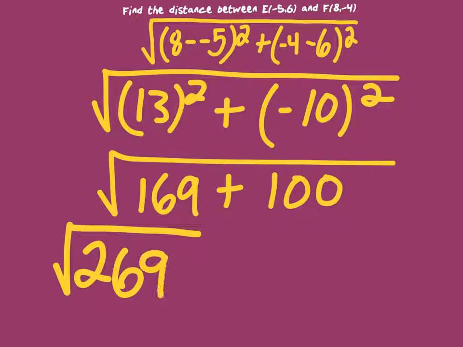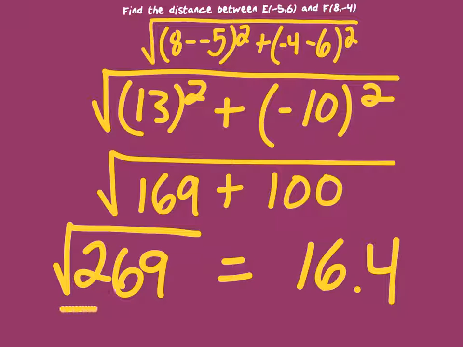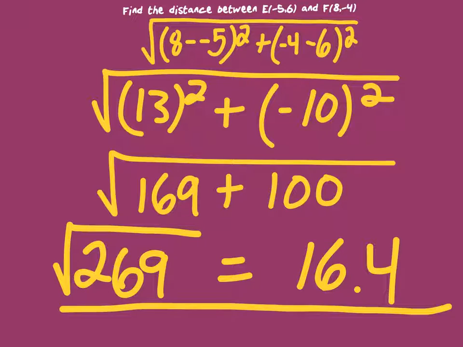269. Now that's not a perfect square root, but if you do put it into a decimal, you're going to find that it's around, not exactly, but it's around 16.4 units. So this right here should be your answer. Not too bad. Really, the hard part is just remembering the formula and then plugging in the numbers and then performing the operations. As long as you do that, you'll be all right.